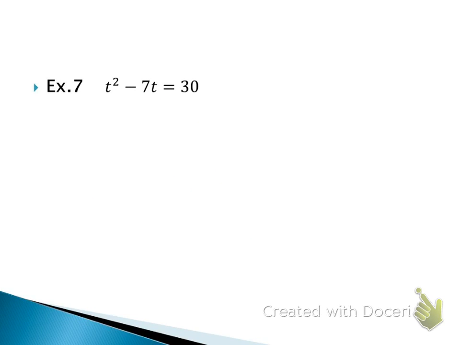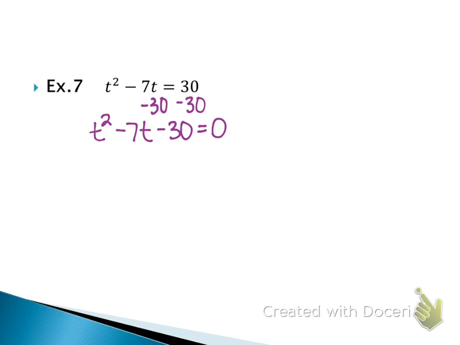Example 7, t squared minus 7t equals 30. Are we in standard form? No, we need this to be set equal to 0. So what am I going to do, Jamal? Subtract 30 from both sides. Now, is there anything for this minus 30 to combine with? No. Sometimes there might be, but in this case there is not. So t squared minus 7t minus 30 equals 0.